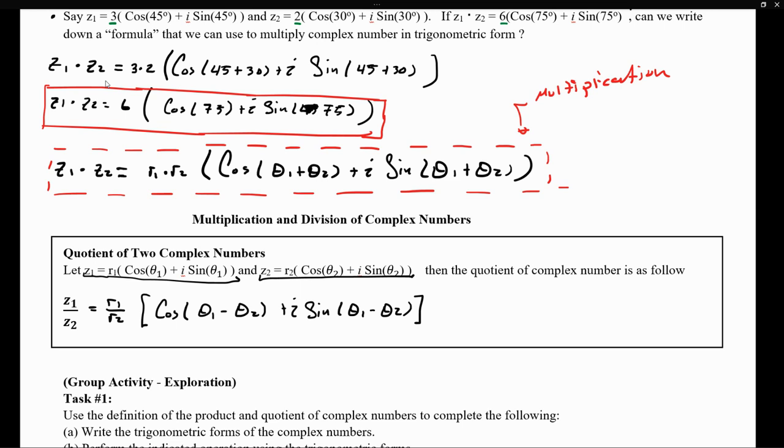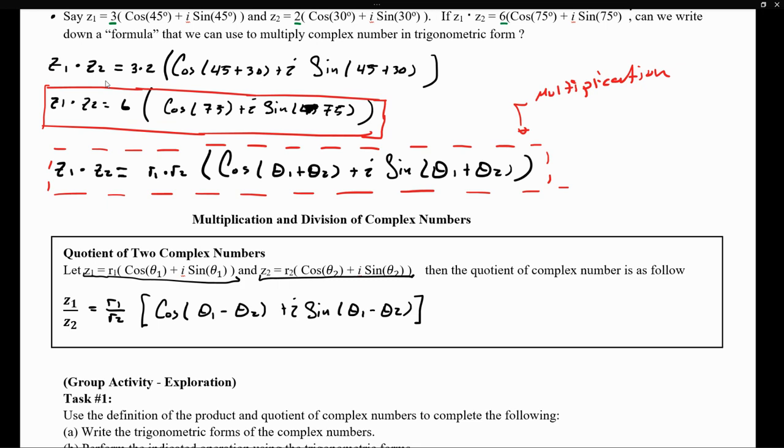Huge difference. Multiplication, we multiply the values of r and we add their degrees. For division, we divide the values of r and we subtract their degrees. But very important, the way that we're going to be subtracting them, it's always going to be the degree of the top minus the degree of the bottom. Because notice at first I'm doing the degree of the z1 and then I'm subtracting the degree of z2.